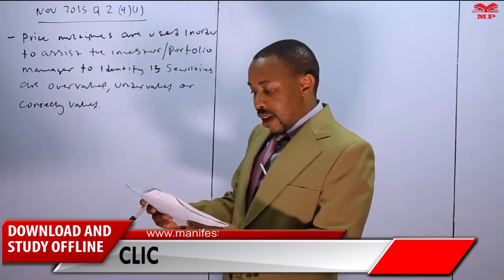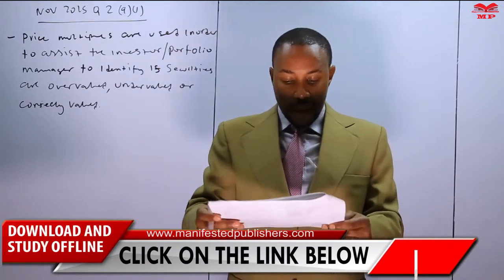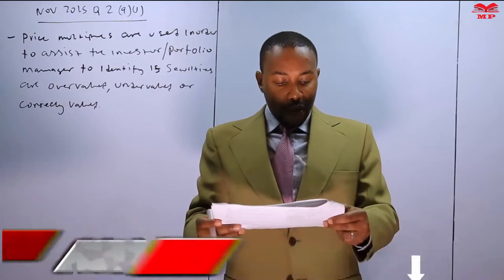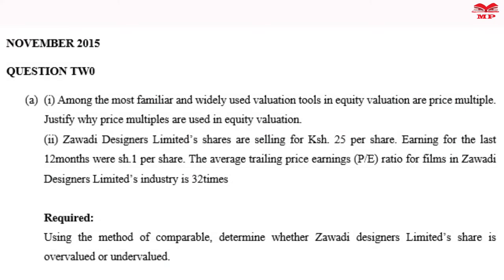That's why we need to conduct equity valuation, or rather, why price multiples are usually used. Part two of the question is as follows: Zawadi Designers Limited's shares are selling for 25 per share. The earnings for the last 12 months were 1 shilling per share. The average trailing price earnings PE ratio for firms in Zawadi Designers Limited's industry is 32 times. Required to use the method of comparables in order to determine whether Zawadi Designers Limited share is overvalued or undervalued.